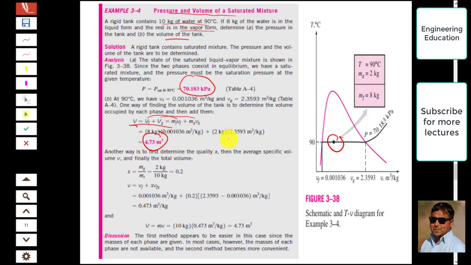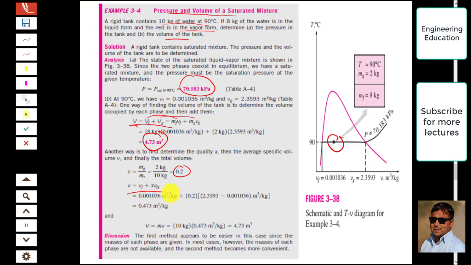There is another method to find the volume of the tank. For that we can use the dryness fraction method, that is x is equal to mg by mt. From this we get the dryness fraction 0.2. Using this expression, V is equal to Vf plus x Vfg, we can use this.